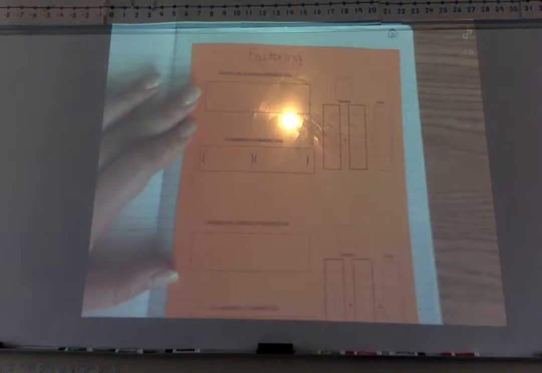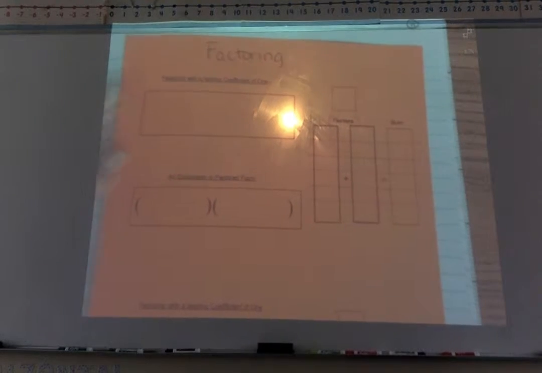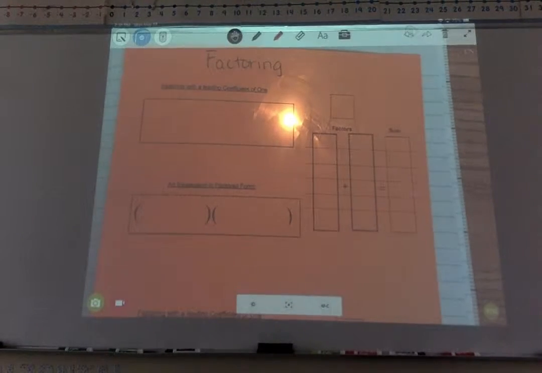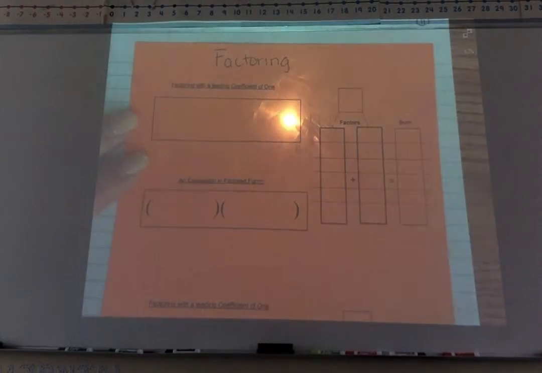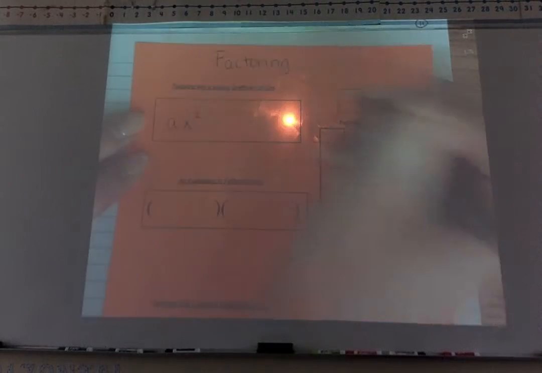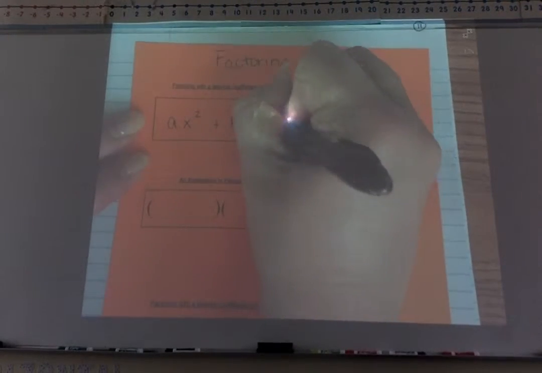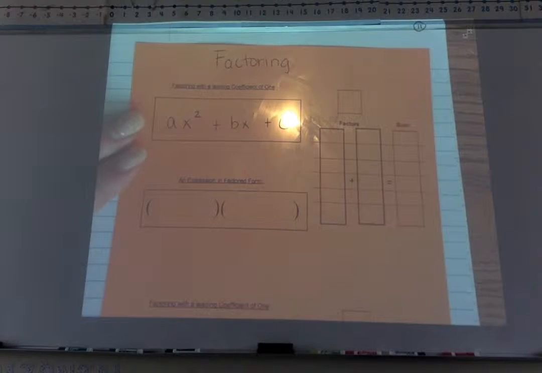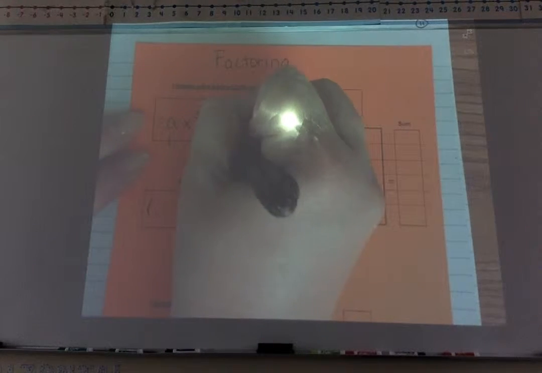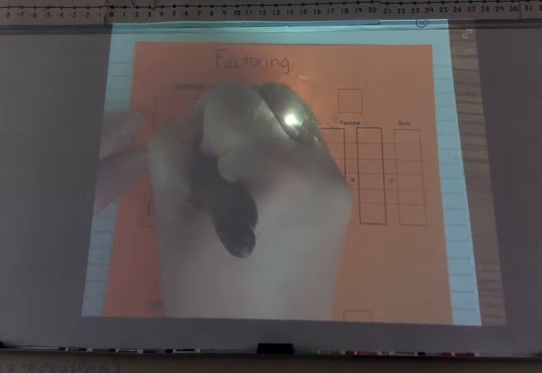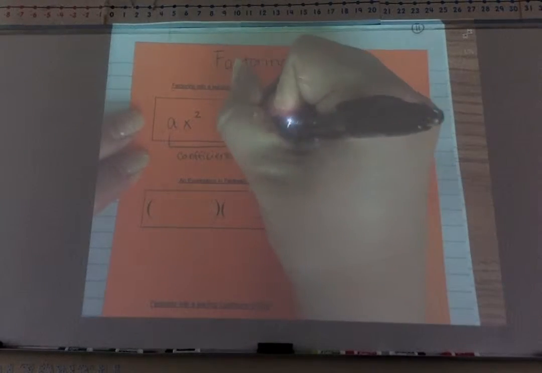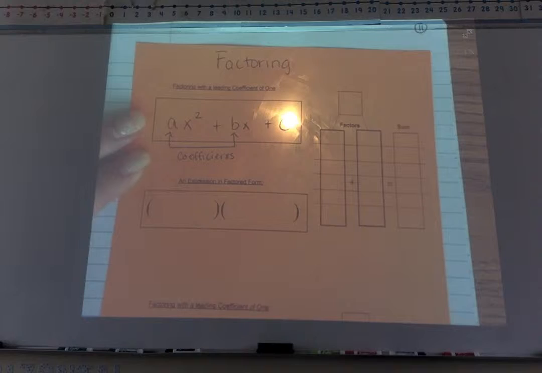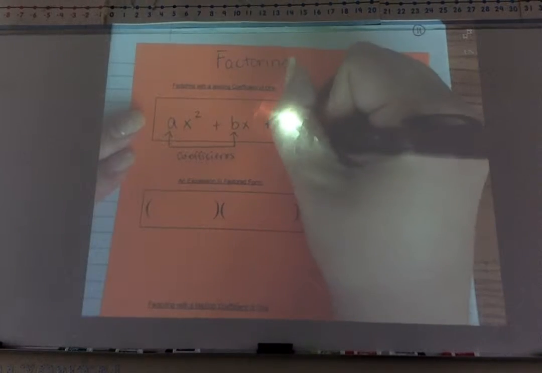Okay. We talked about the basic structure. So that's what we're going to do on the top part of this page. I'm going to give you the most basic structure that factoring could look like. Okay. So in here, we're given the basic structure of a trinomial. So we have ax squared plus bx plus c. So a and b are coefficients. And c is just a number by itself.